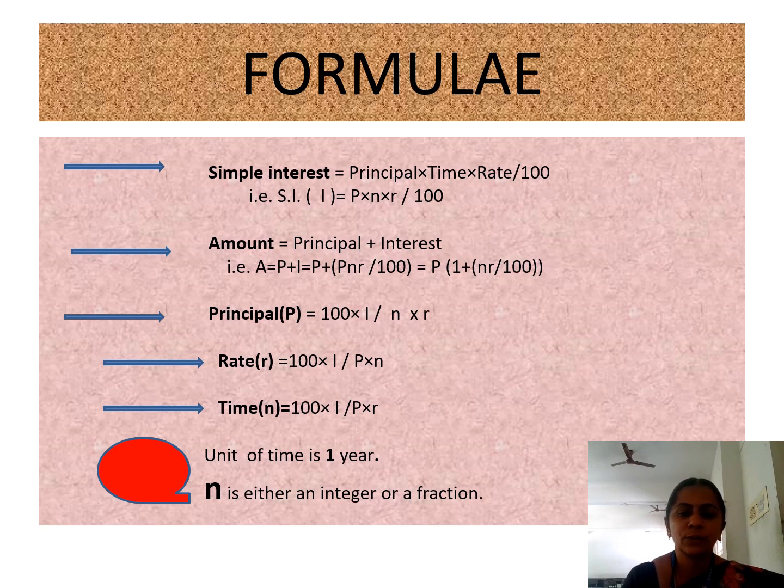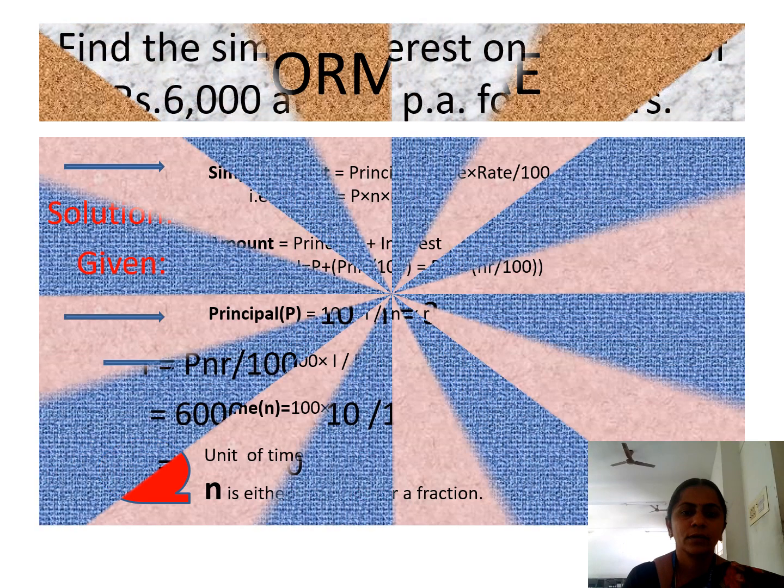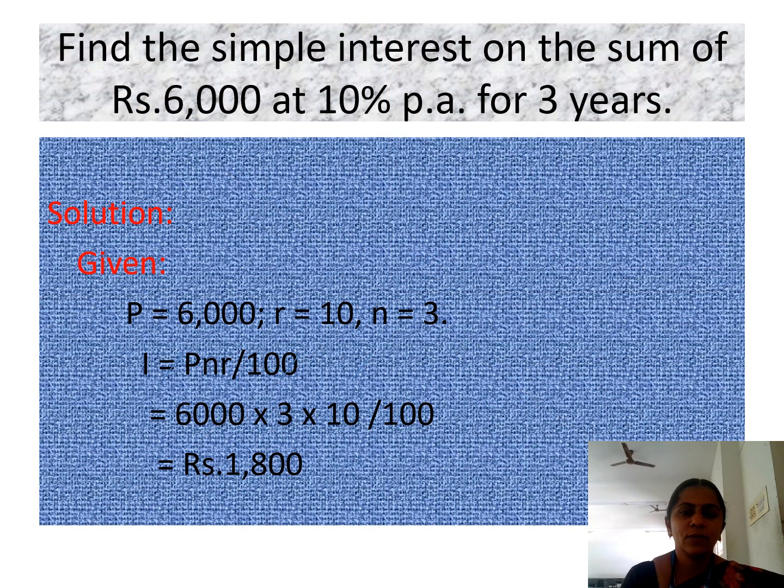Normally we take the unit of time as 1 year, so N is either an integer or a fraction. Now we see one problem. Find the simple interest on the sum of rupees 6,000 at 10% per annum for 3 years. Given data is principal P is equal to 6,000, R is equal to 10 and N is equal to 3.